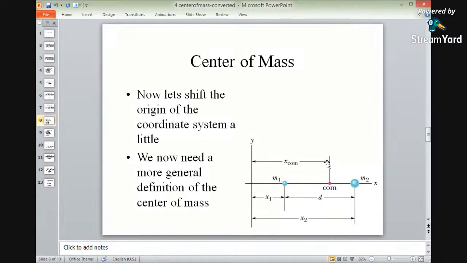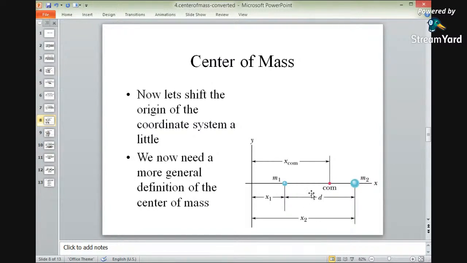Again, center of mass for this case: if m1 is not at the same x and y axis, it is at some distance, so we take this distance as x1. So m1 is situated at a distance x1, whereas m2 is assumed at a distance of x2 from this axis. The distance separating the two, m1 and m2, we call d.